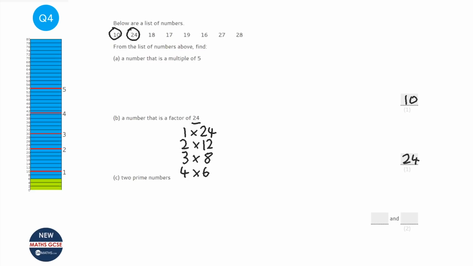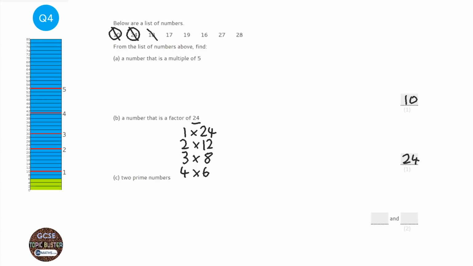Two prime numbers. Now prime numbers mean they only have 2 factors, 1 and themselves. Okay, that's a prime number. If there's any more factors, it's not a prime number. So let's go through the list. 10 is in the 5 times table, which we identified in question A, so that's not a prime number. 24, well, we've listed out 6 other factors of 24, so that's not it. 18 is 3 times 6, so that's not going to be it.